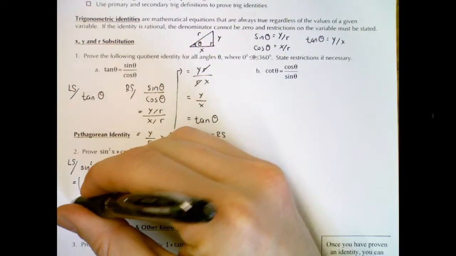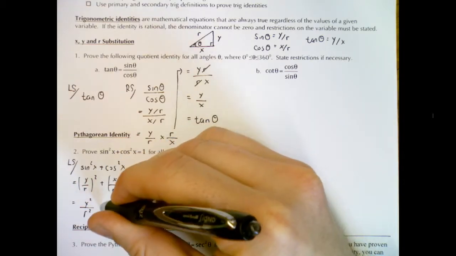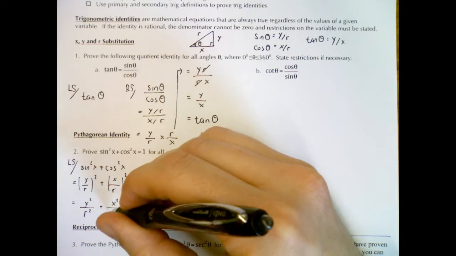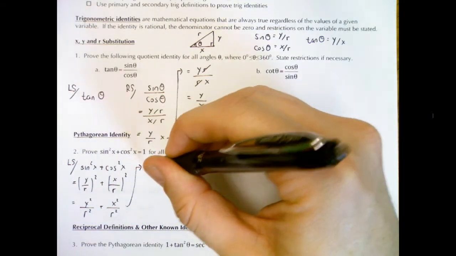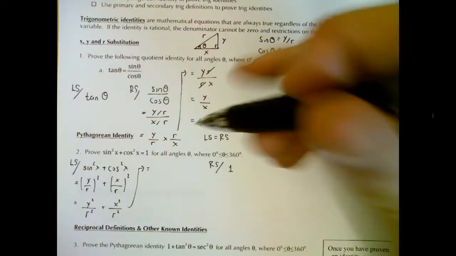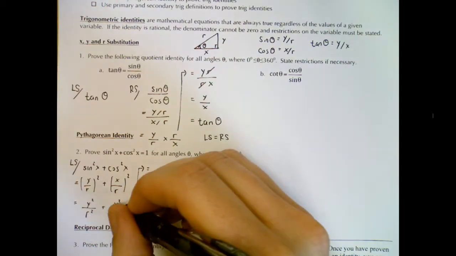And if we square these, we get Y squared over R squared plus X squared over R squared. Now we have a common denominator. We have R squared on the bottom, so we can write this as one fraction. Y squared plus X squared on top.